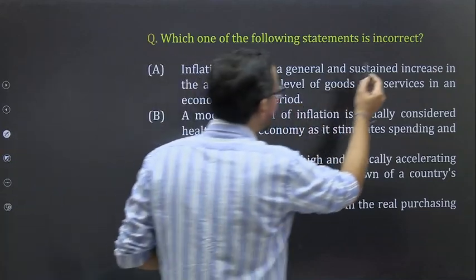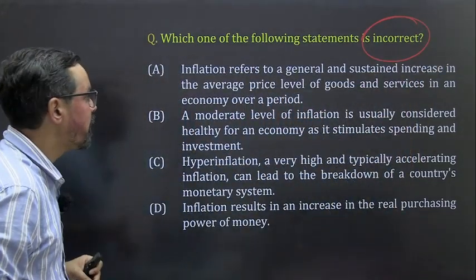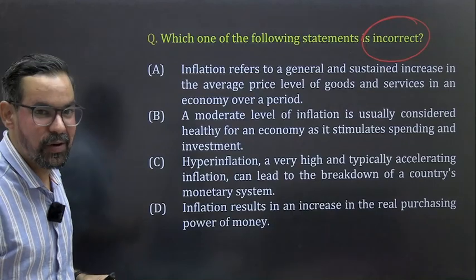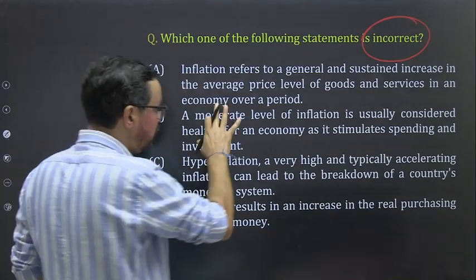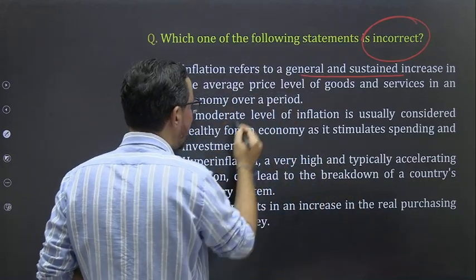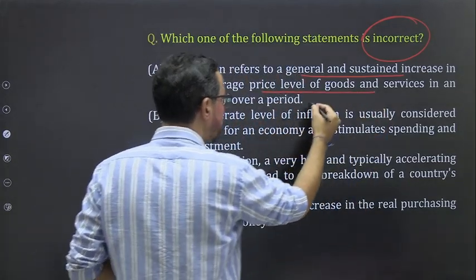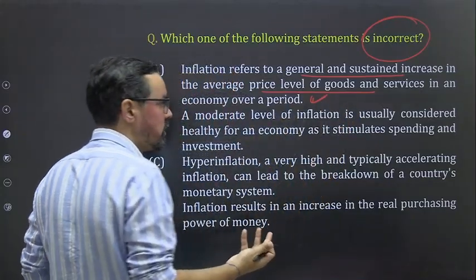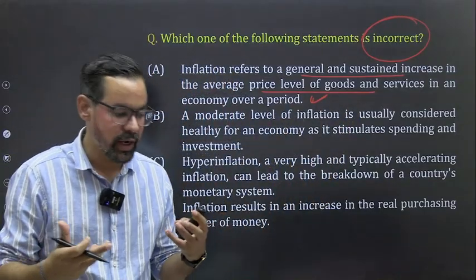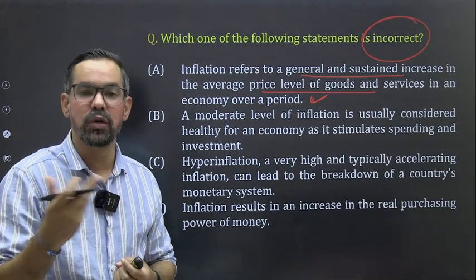Next one. Which of the following statements is incorrect? So you have to find the incorrect statement. The question is generally based on inflation. Very easy one. Inflation refers to a general and sustained increase in the average prices of goods and services in an economy over a period. So it is the simple meaning of inflation. This is true. Inflation is generally defined as an increase in the prices of goods and services.